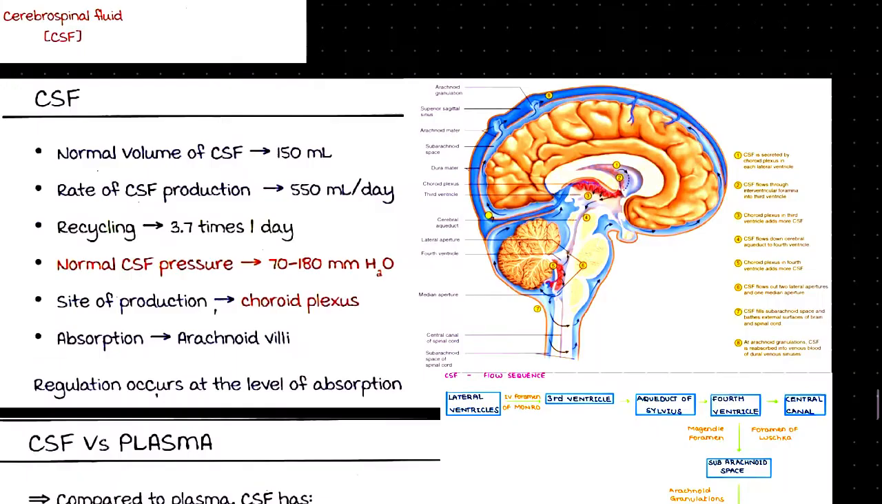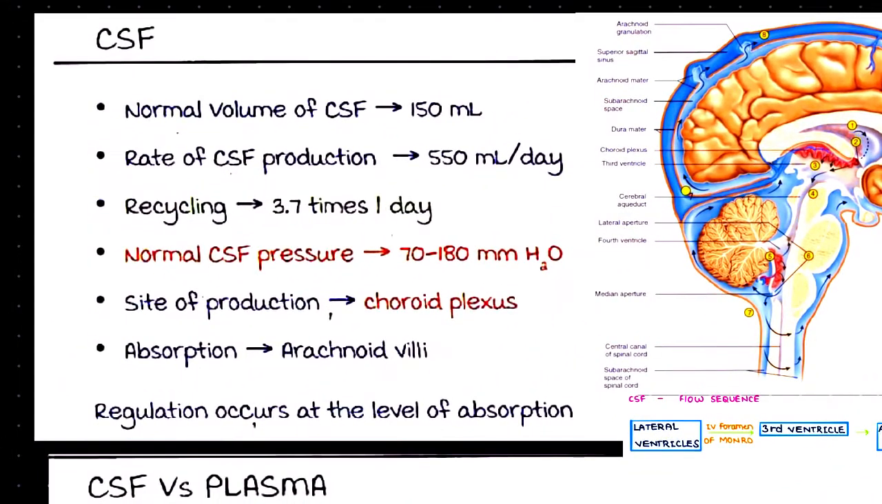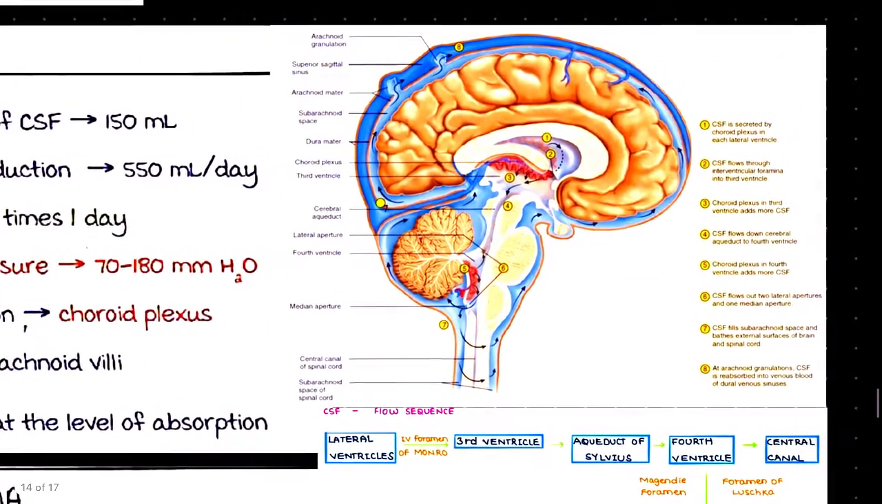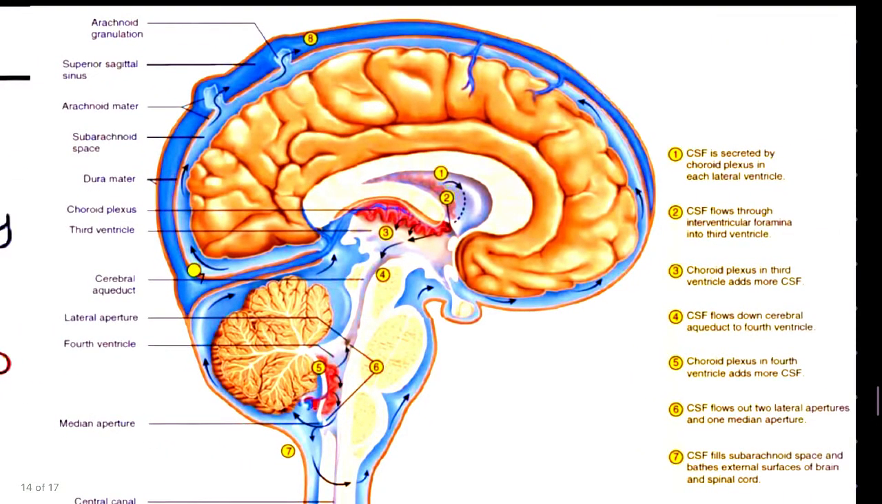Now let's talk about circulation of CSF. Initially I mentioned that the site of production is the choroid plexus, right? These choroid plexuses are present in different ventricles of the brain. Let's see in this diagram. CSF is secreted by the choroid plexus in each lateral ventricle. Here you can see our lateral ventricles. From here CSF is produced. What are these two structures? They are the interventricular foramen, or foramen of Monro.